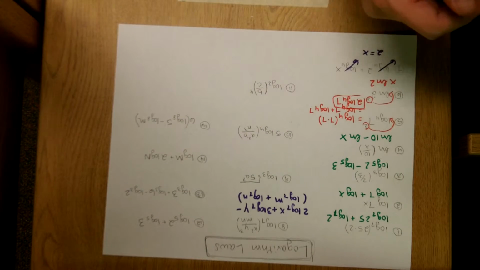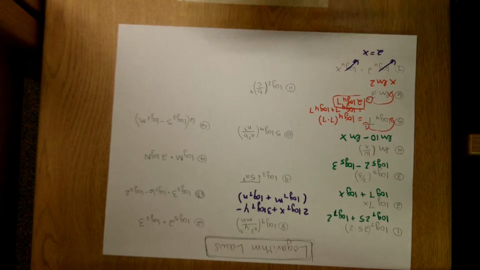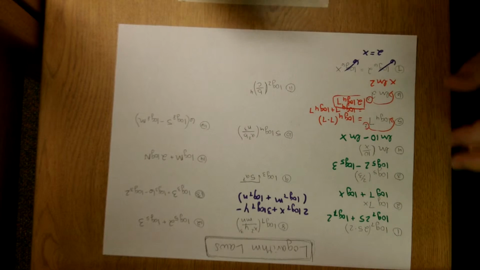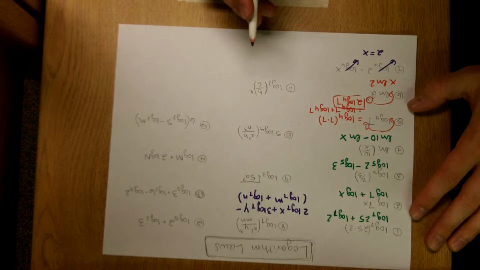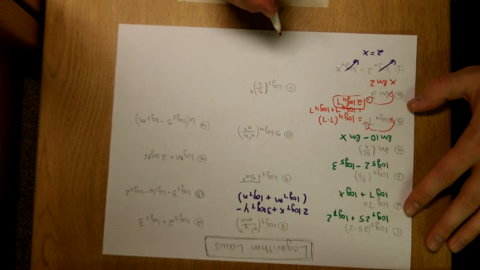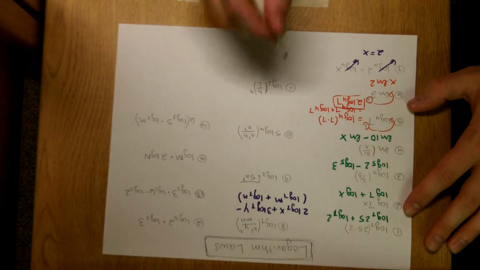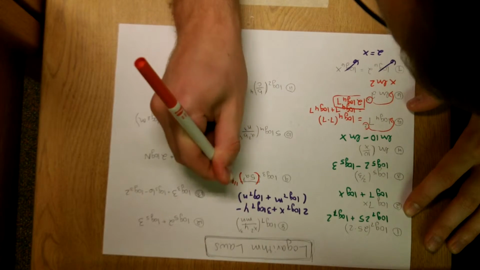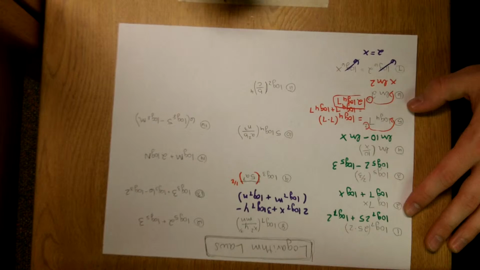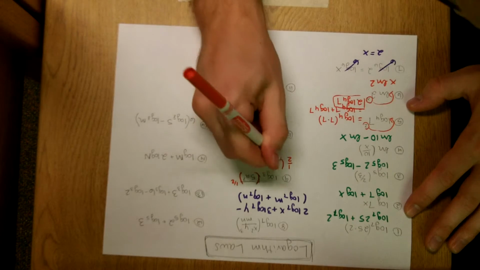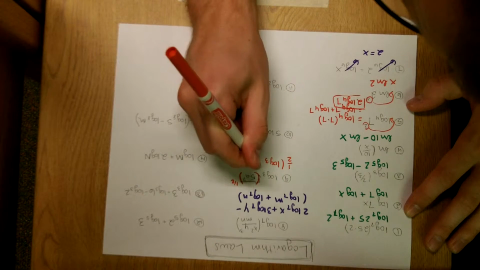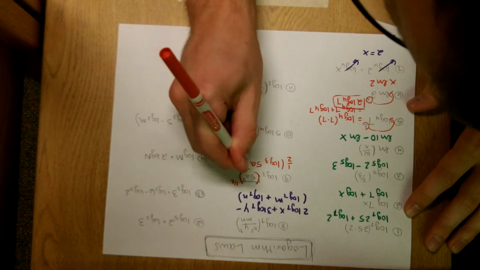Okay, let's try the next one. So we have log base 3 of the square root of 5 times a to the 7th. Well, right away, you should recognize that the square root is really just saying to the 1/2 power. And since we know it's a power already, let's go ahead and drop that down. So 1/2 log base 3 of 5a to the 7th.